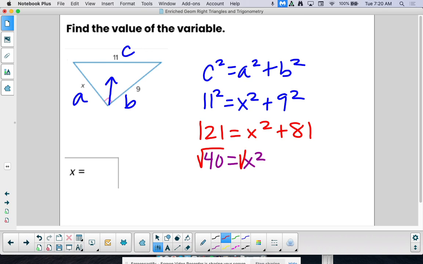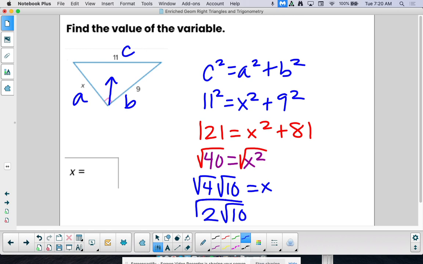Square root of 40 is also not a whole number, so we have to break down our radical. This one's a little bit easier to figure out. Hopefully you're noticing that 4 goes into 40 10 times. Square root of 4 is 2. Can't break down the square root of 10, so 2 root 10 is our final answer. Okay, that was a nice review of simplifying square roots and using the Pythagorean theorem to find a missing side of a right triangle.